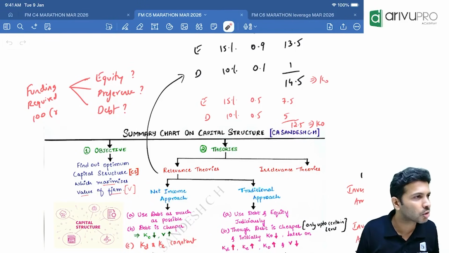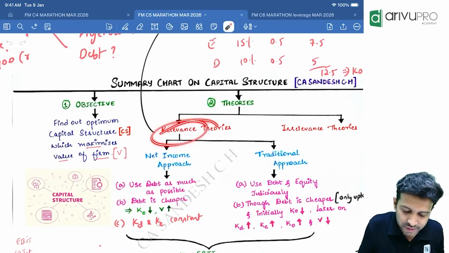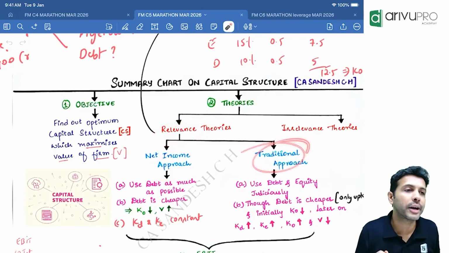Now, under relevance theory, again, these are for 1 or 2 marks theoretical questions. They don't directly ask you much. It's there. Quickly, 2 minutes we are running through. So, under relevance theory, we have two: net income approach and traditional approach.